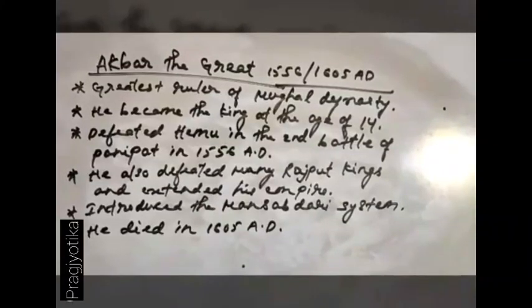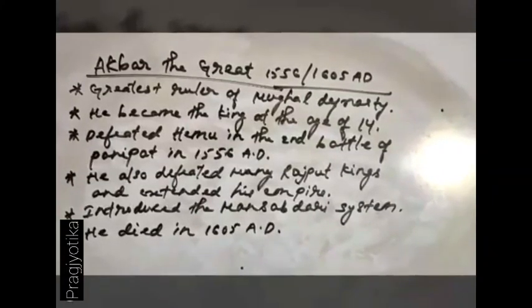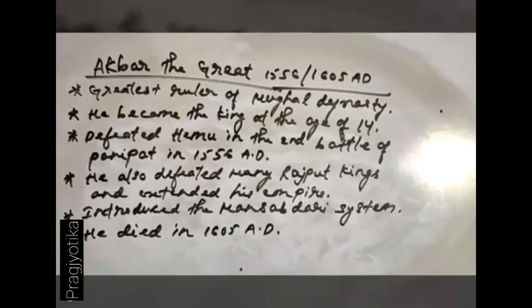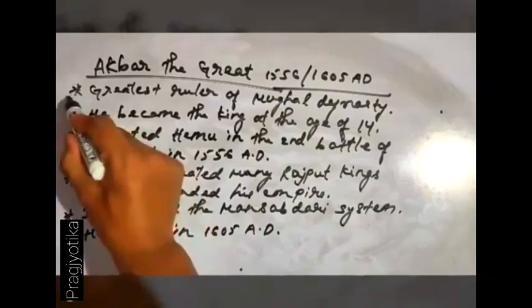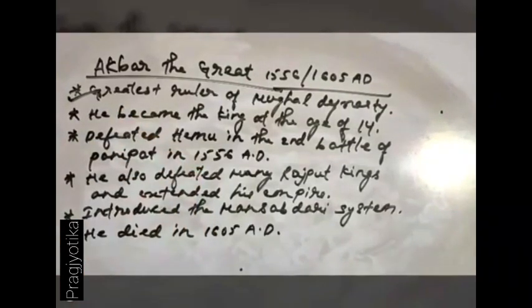Now, the next Mughal king we'll discuss is Akbar the Great. We'll discuss very briefly in this chapter because we have a whole new chapter about Akbar. We will discuss there. Now, Akbar is regarded as one of the greatest rulers of the Mughal dynasty. One interesting thing about Akbar is that he became the king at a very young age. He was just 14 years of age when he became the king. And since he was very young, a very good friend of his father, Bairam Khan, became his guardian.